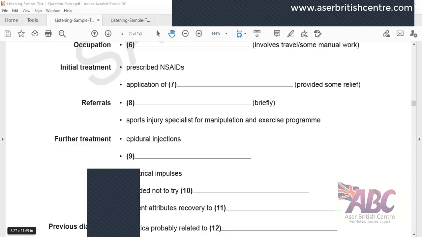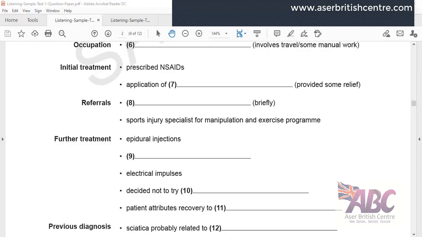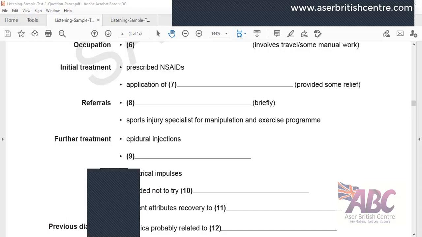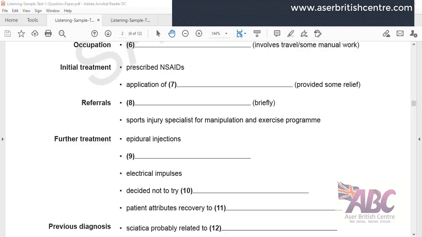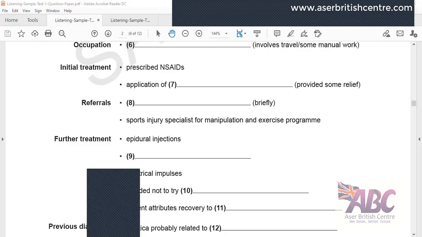Ibuprofen is the drug. Application of, and he also mentioned compression something. Compression packs, yeah. And this is the answer here: the application of compression packs to the affected area. I mean, that did ease the pain a little, but I was still housebound, practically speaking.